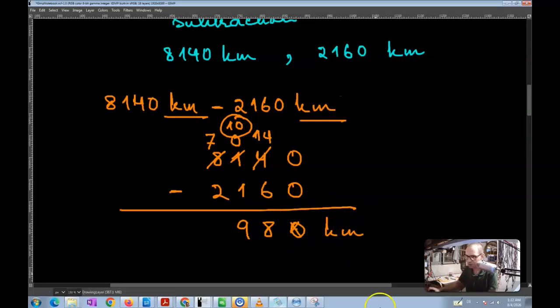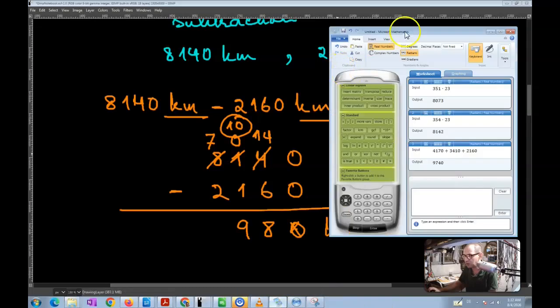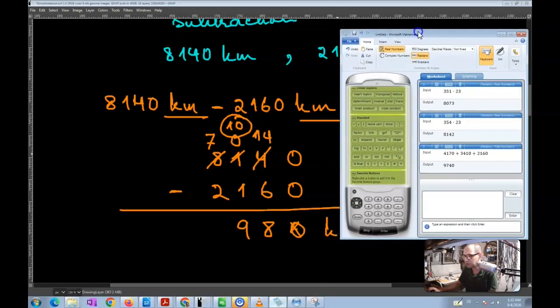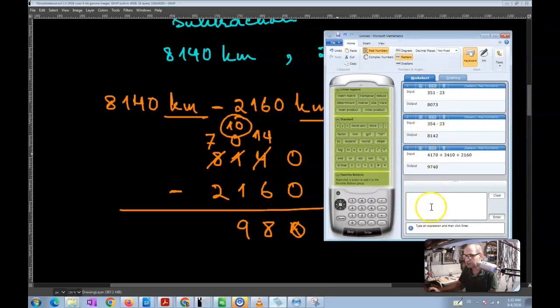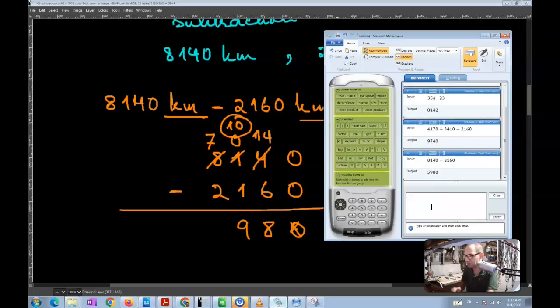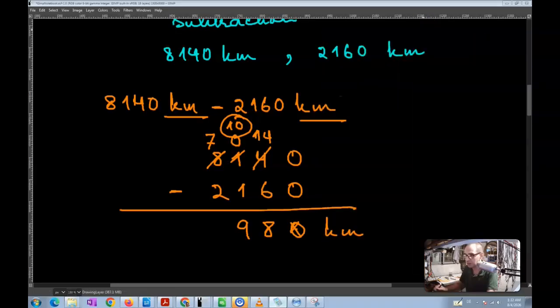Now, always to make sure that you have done your calculation right, it's very easy to make mistakes. So 8,140 minus 2,160 is the same thing as 5,980, which is the last step I actually forgot to do.